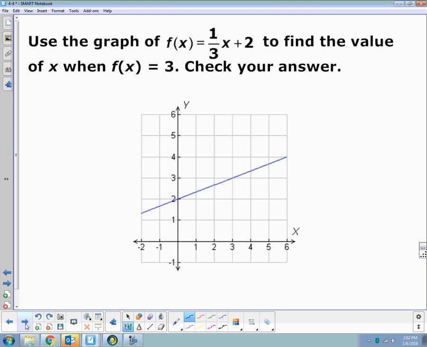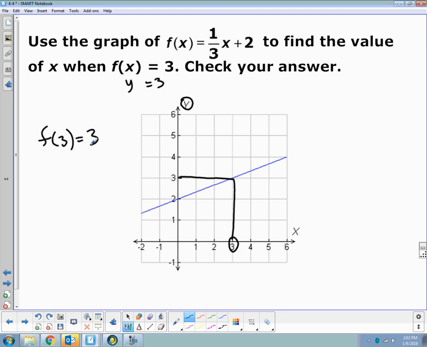Use the graph to find the value of x when f of x is 3. So remember that f of x is a lot like y. It's like saying y equals 3. So if y is 3, we get that x must be 3. So f of 3 equals 3.